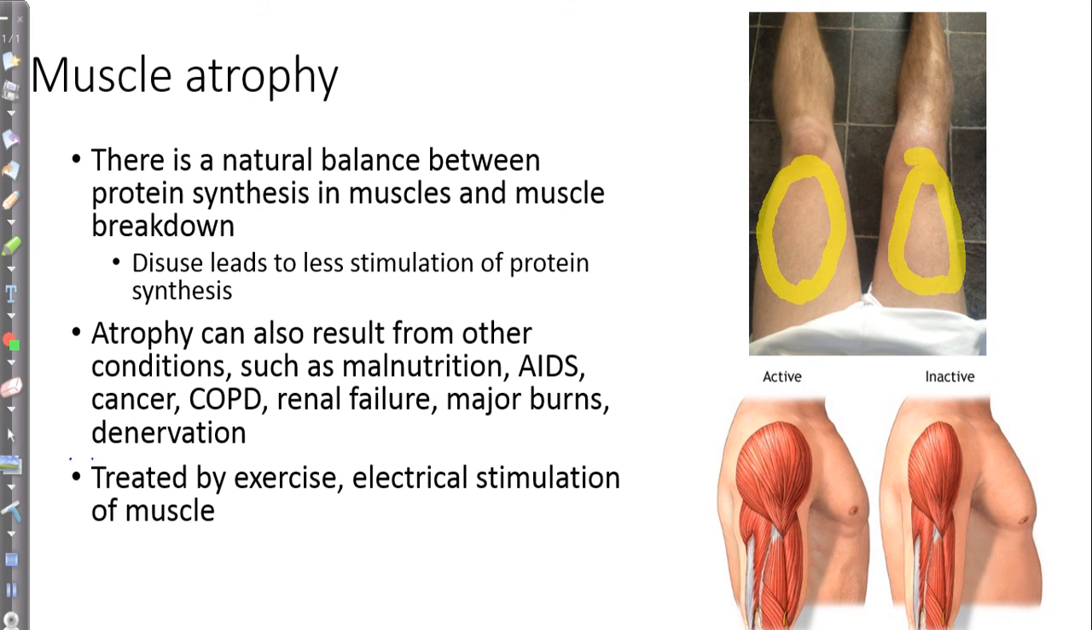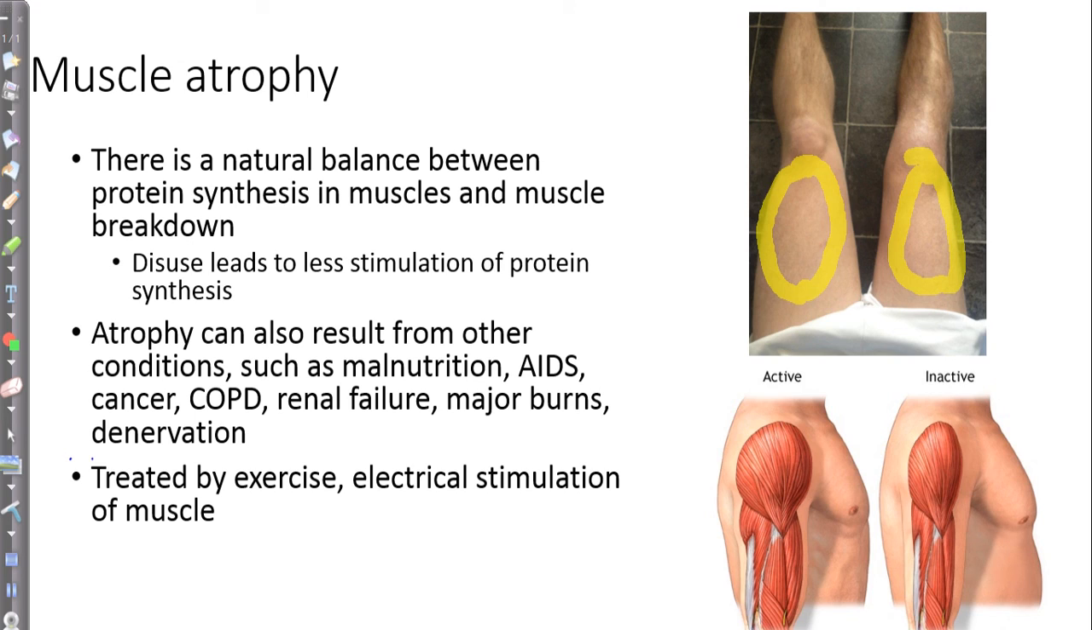So atrophy can result from lots of conditions besides just not using it. Malnutrition, AIDS, cancer, COPD, renal failure, major burns, denervation, all these things. If we're not getting sufficient muscle materials to build from, or we have some severe physiology processes where we're not adequately supplying muscle with nutrients, with oxygen, with blood, or we have compromises like with cancer or AIDS, then muscles simply will not be maintained at the same high rate.